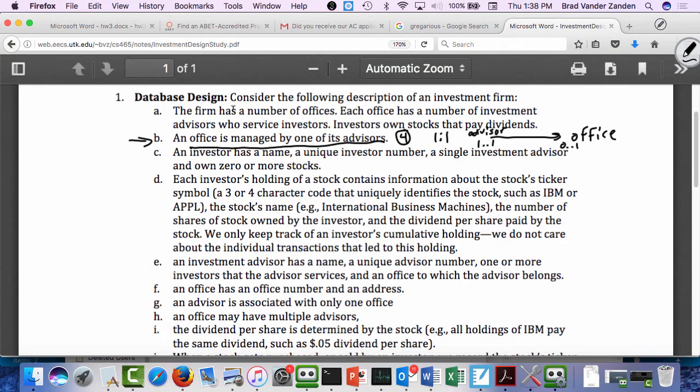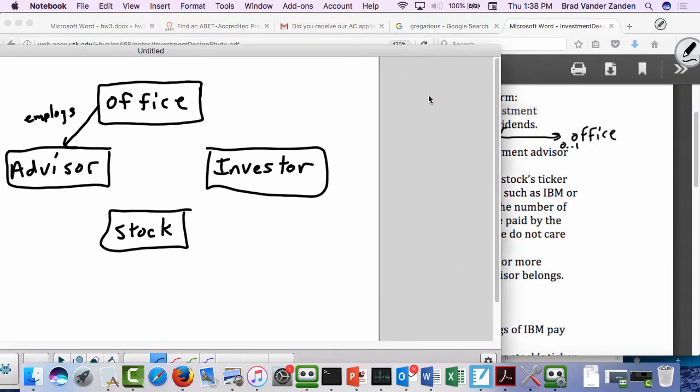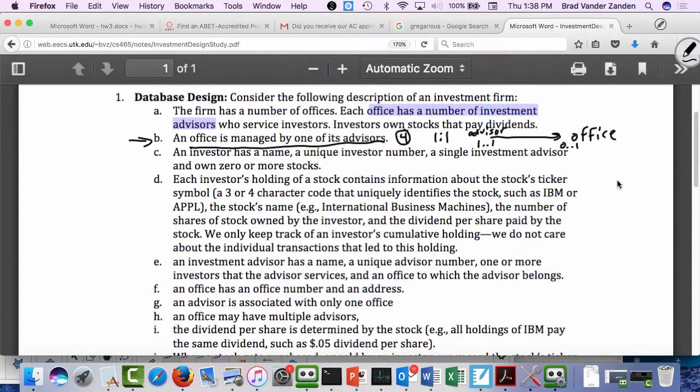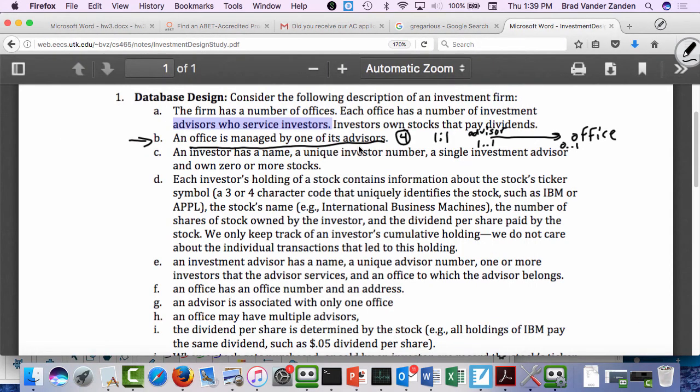If I go back here, I said that each office has a number of investment advisors. So going over here, I might say office employees, because I want it to be more of an action verb. Unfortunately, this is one case where it'd be nice if I could have things side by side, but it's not going to really work. Then advisors who service investors, so this seems to be a relationship. I'm going to say advise rather than services. And we have investors own stocks.